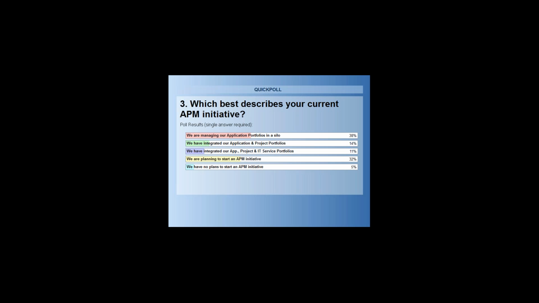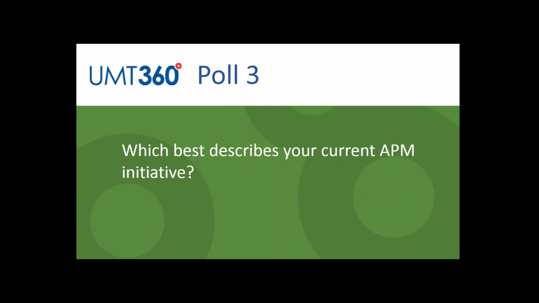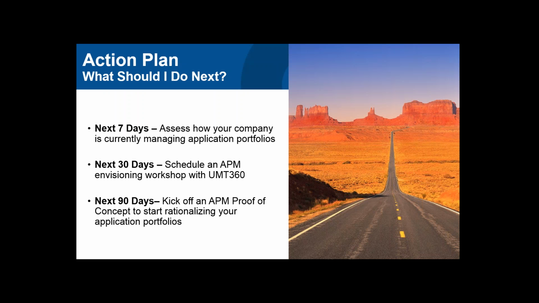11% have brought together the 3 key domains, which is impressive. And 32% of you are planning to start an APM initiative. I hope you've got some value from this session, in at least looking at some of the building blocks and considerations in terms of what you may look to do, and a phased approach in terms of tackling application portfolio management. And 5% have no plans at this stage to look at application portfolio management. Excellent. I know we were running a little bit hot on time, but we'd like to end with a kind of action plan, and then we'll do the Q&A.